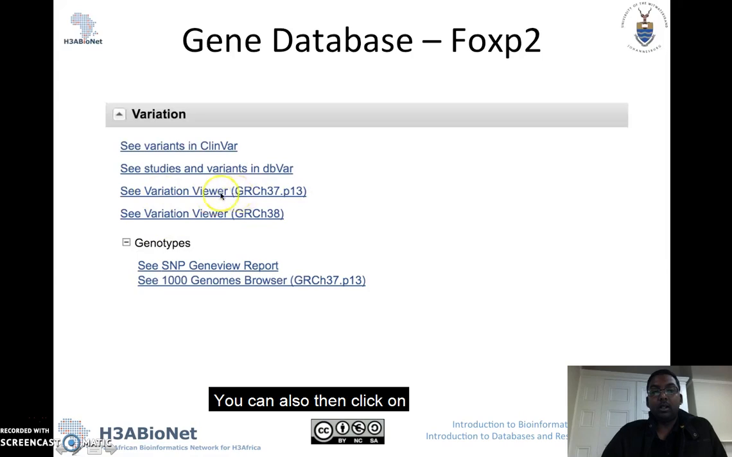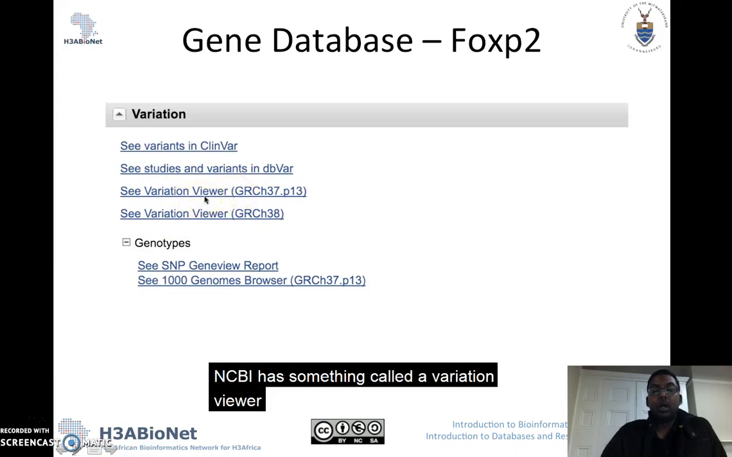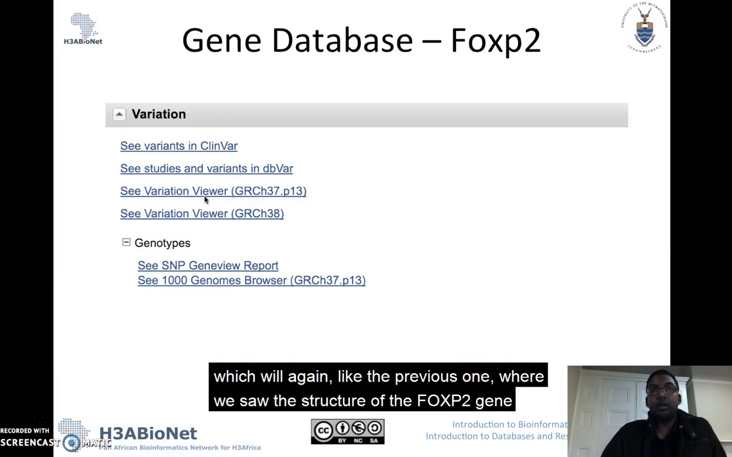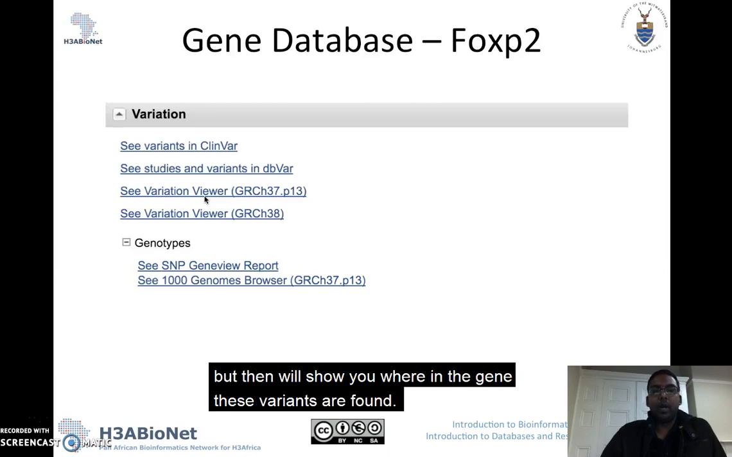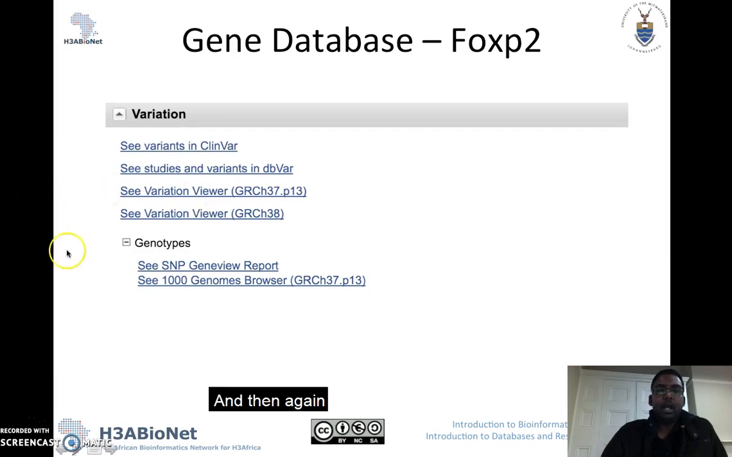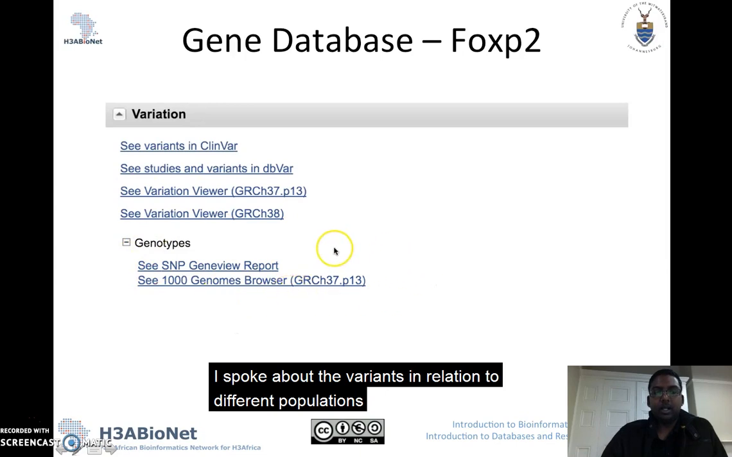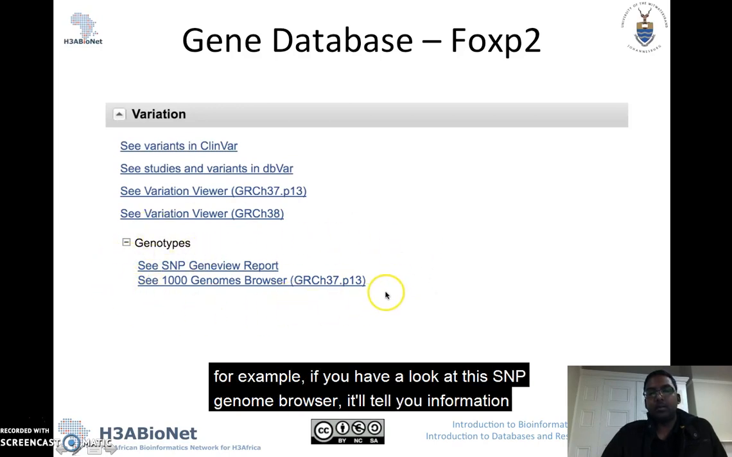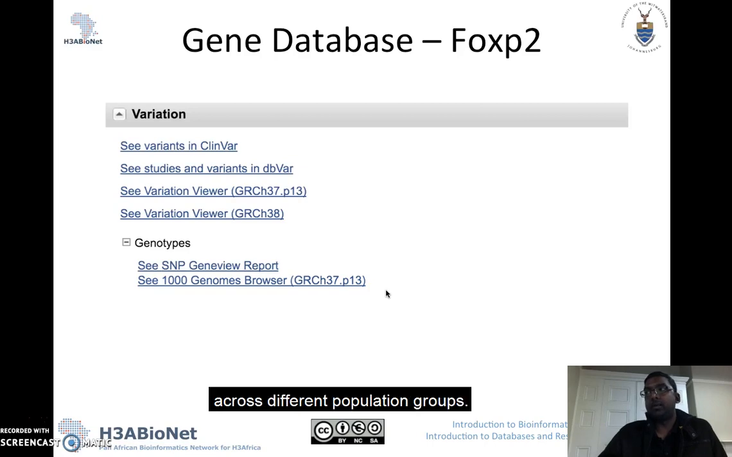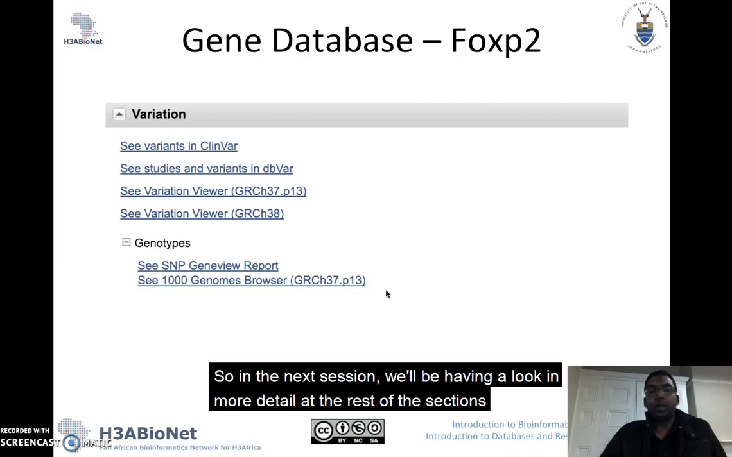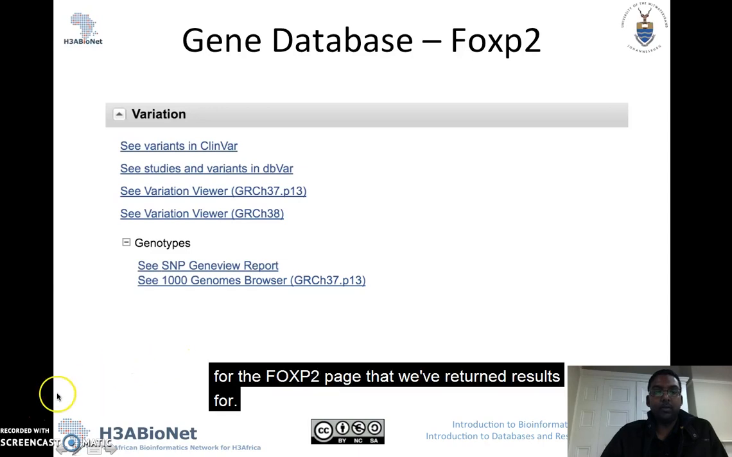You can also click on the variation viewer that NCBI has, which, like the previous one where we saw the structure of the FOXP2 gene, the introns, exons, and alternative splicing, will give you a similar graphical view, but will show you where in the gene those variants are found. And again, I spoke about variants in relation to different populations. For example, if you have a look at the SNP genome browser, it will tell you about variants in FOXP2 that have been identified and the frequency of those variants across different population groups. So in the next session, we'll have a look in more detail at the rest of these sections for the FOXP2 page that we returned results for.